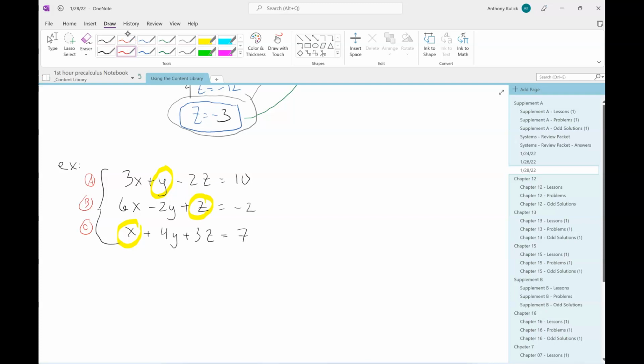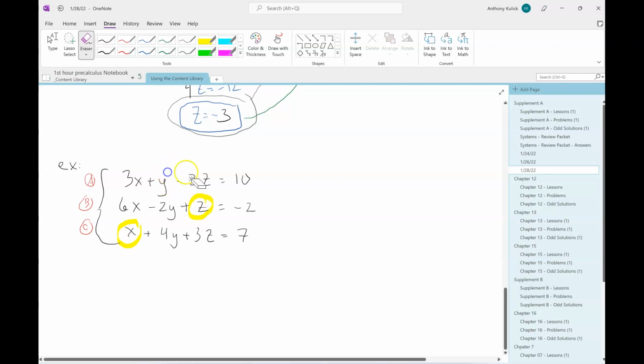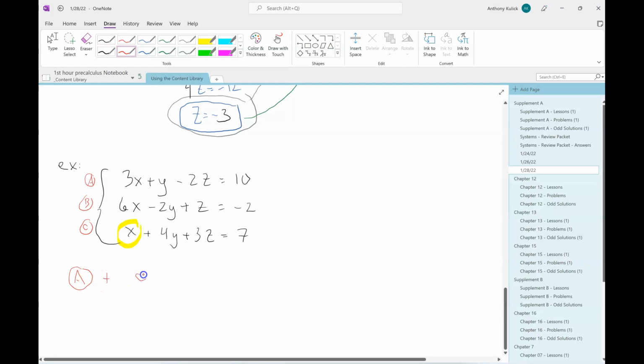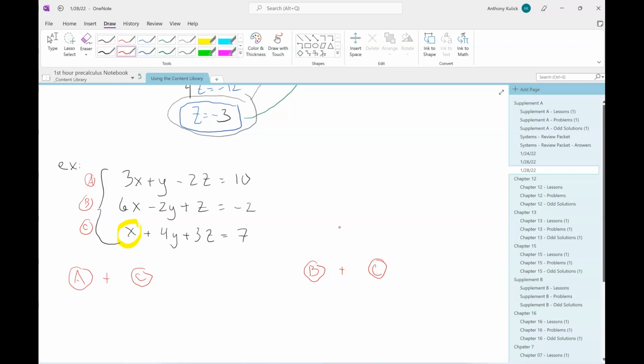Okay with that? So let's just say, for the sake of argument, we chose to use the x's. So what I'm going to do is eliminate the x's from 2 pairs of these. So maybe I'm going to use A and C, and then I'm going to use B and C. Notice that the equation I'm using in both of these eliminations is going to be equation C, because that's the equation where the x has a coefficient of 1, and it's really easy to do that.